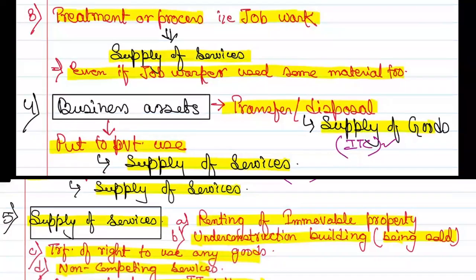Then we talked about business assets. Relating to business assets, we have already read about it in Schedule 1: transfer or disposal of a business asset on which ITC has been availed will be a supply of goods. But if put to private use, it will always be a supply of service.